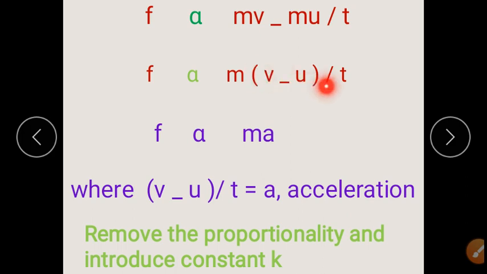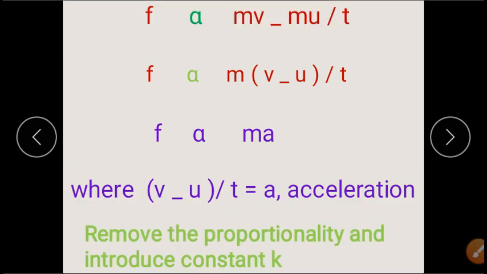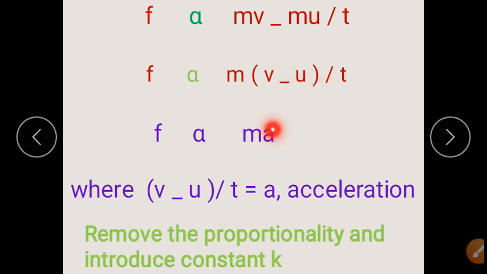What is this v minus u by t? You have studied in the first chapter, v minus u by t is equal to a, acceleration. Change in velocity divided by time is acceleration. Therefore, instead of v minus u by t, we can put a. Now we have the expression: force is proportional to m into a.